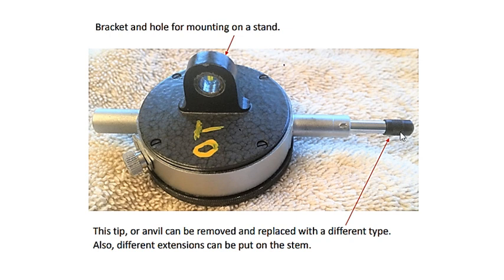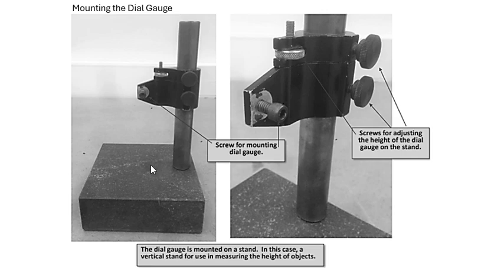Of course, this tip is removable, because you can remove this anvil, and you can also replace this anvil with a different type. It depends on what you're measuring. When you look at the stem, you can take it out, and then you can put a different stem, a different extension to the stem. Okay, so let's see mounting.